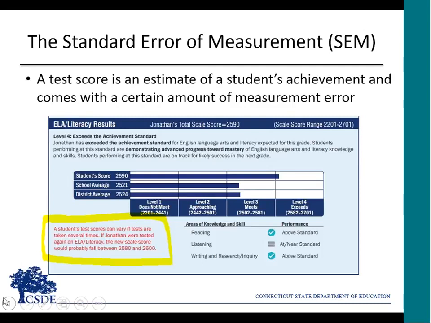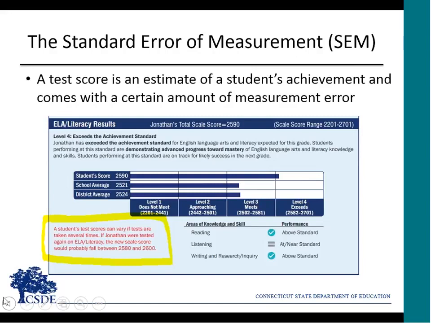Now that we have an understanding of the Smarter Balanced scale and the achievement level threshold scores within each grade, let's review the last topic before we get to the claim level performance, the standard error of measurement. Psychometric theory tells us that a test score is an estimate of a student's achievement and comes with a certain amount of measurement error. This is why, on the individual student report shown here, we indicate that a student's test score can vary if the student were to take the test multiple times.